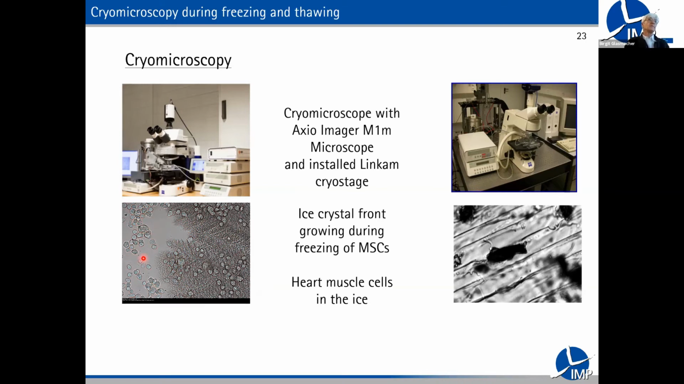We mentioned before the DMSO. The DMSO, that is the CPA that goes into the cell. And there are also cryoprotective agents like sugars with higher molecular weights that do not enter the cell, but you can try to get it into the cell by electroporation. And all these things you can really visualize.